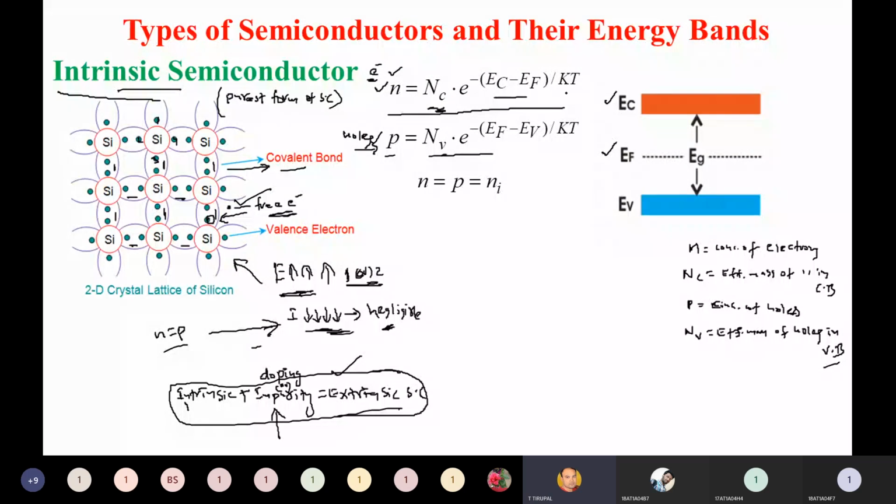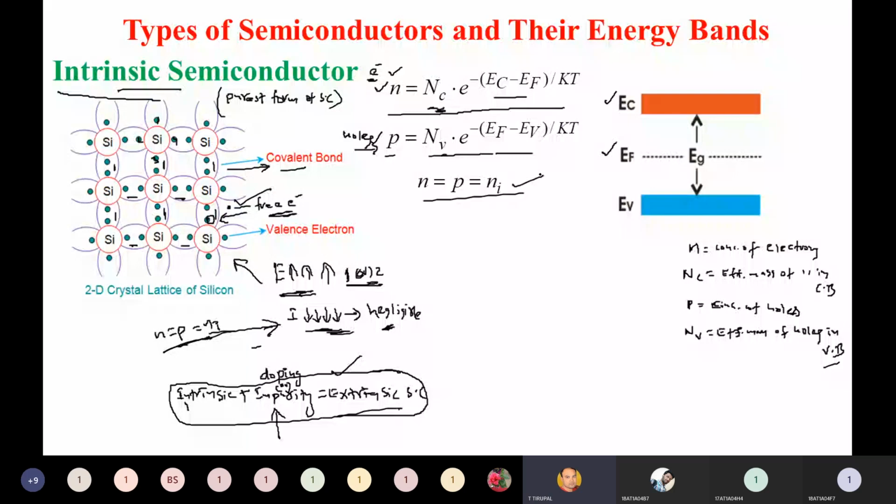Now in an intrinsic semiconductor, as I told, the concentration of electrons is equal to the concentration of holes. That is equal to the intrinsic concentration ni, which is called the concentration of charge carriers. ni means it may be electrons or it may be holes, but both are equal. n is equal to p is equal to ni.